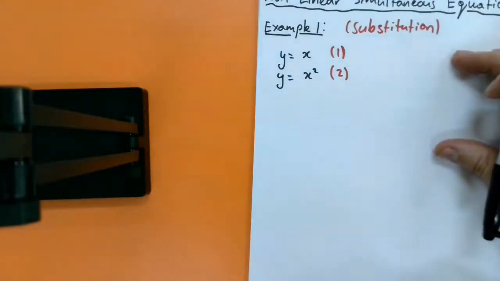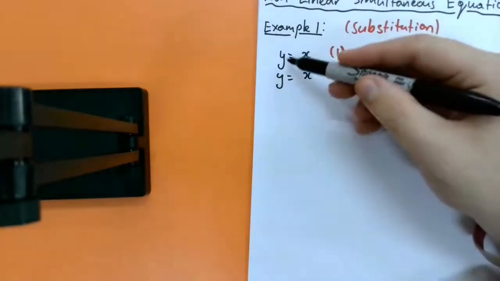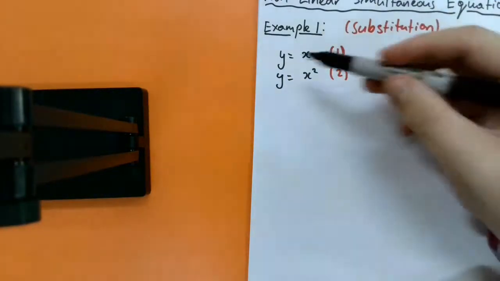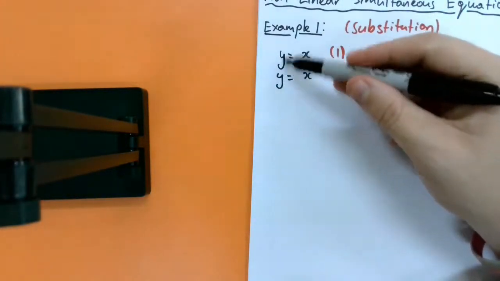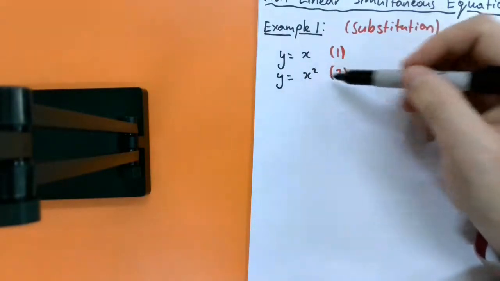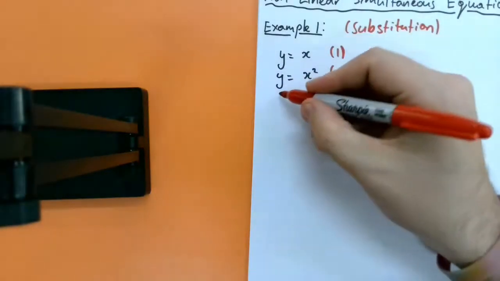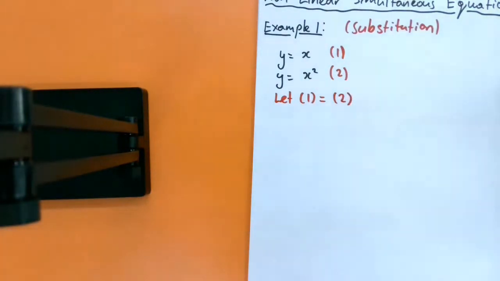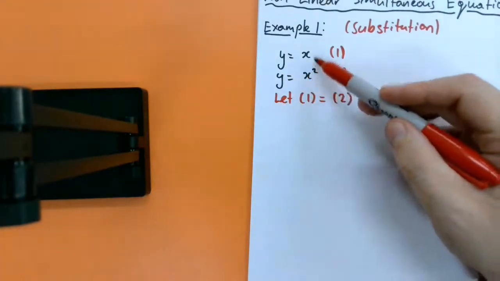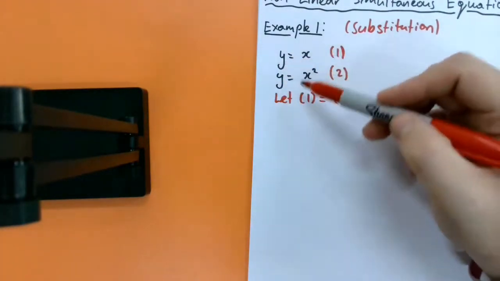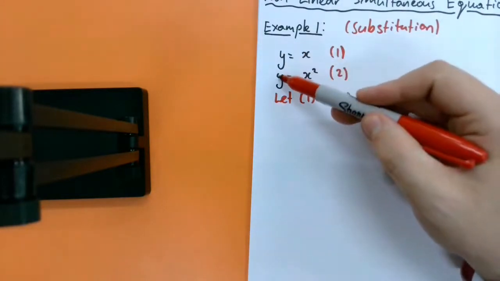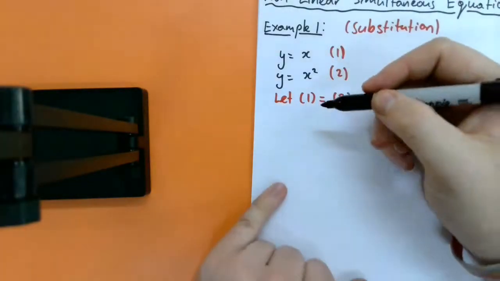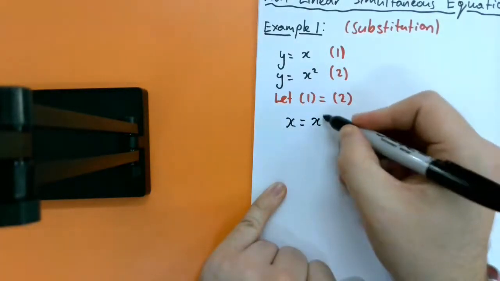So let's get started. With the substitution method, because they're both equal to y, that means we can let them be equal to each other. So essentially we can let equation 1 equal equation 2. What we're doing here is just substituting in the value of y. If y is equal to x, then we can replace this y with an x down here. So let's actually do that, and now x is equal to x squared.